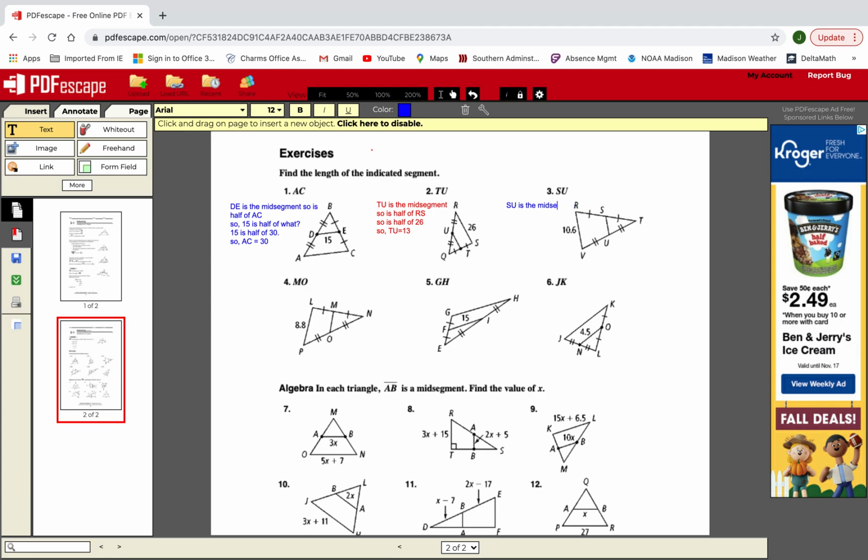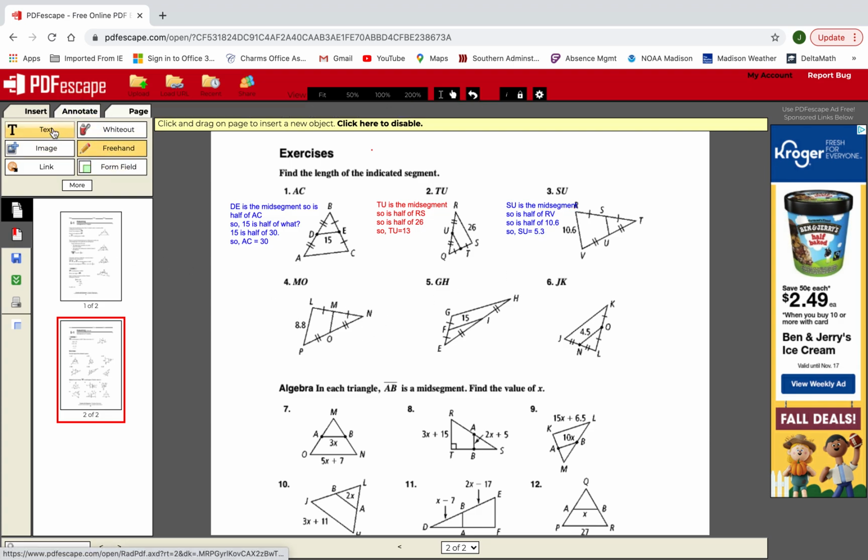I think I spelled that just a little bit wrong. So SU is half of RV, so SU is half of 10.6, so SU equals 5.3. So we're just taking half of it there.